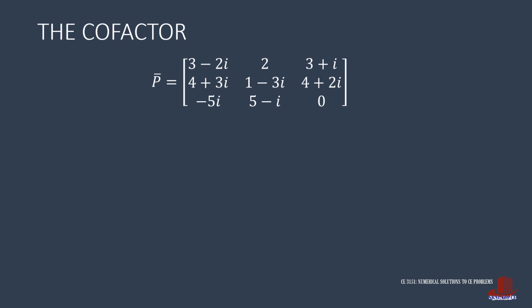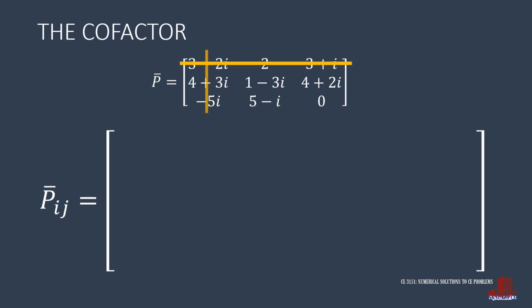Next is to look for the cofactor of P bar. First is to identify the minor matrices. So by covering the first row and column, the remaining elements are 1 minus 3i and 5 minus i, with 4 plus 2i and 0. When row 1 and column 2 are covered, the minors are 4 plus 3i and negative 5i, with 4 plus 2i and 0.